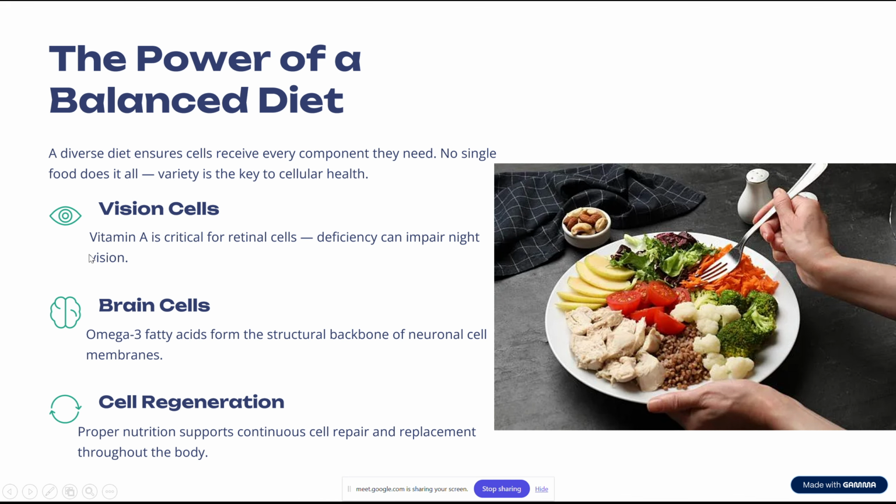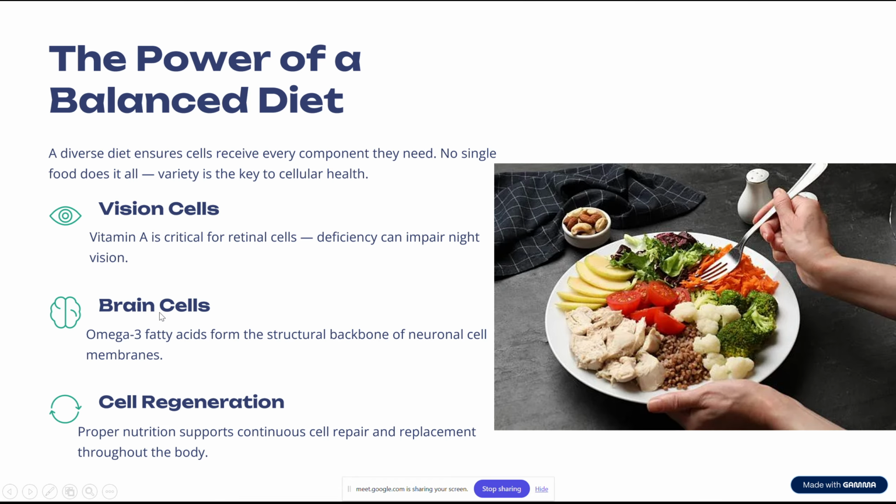Vitamin A is critical for retinal cells. That's for vision. So if you lack enough vitamin A, it is going to lead to deficiency. Deficiency of that can impair night vision, so you won't be able to see properly at night. That is xerophthalmia there.